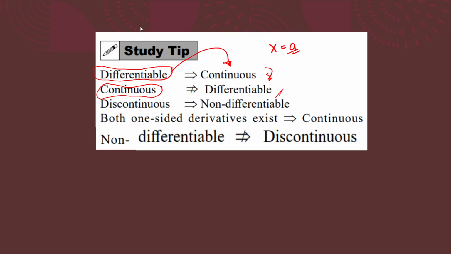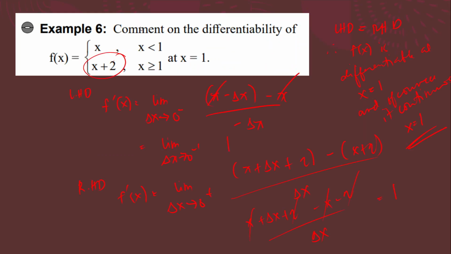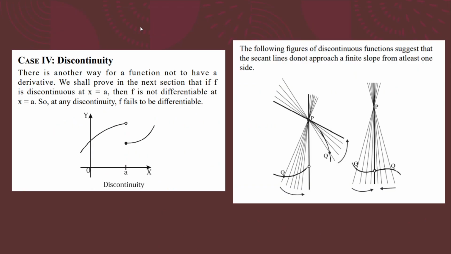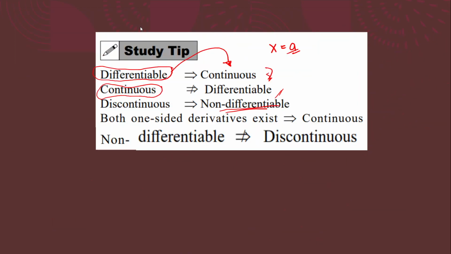Pag discontinuous, automatic po na hindi differentiable. Kasi, one of the reason why hindi differentiable ang isang function dahil discontinuity, okay, at a certain point. So, ibig sabihin, pag discontinuous siya at x equals to a, non-differentiable siya kagad. Both one-sided derivative exist, continuous siya kagad. Okay? Both one-sided derivative exists, it is continuous.